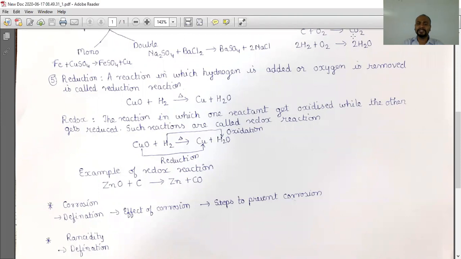So there are some steps to prevent corrosion. Let us see which are the steps to prevent corrosion. First of all, applying anti-corrosive material on the metallic surface. Second, coating of enamel paint on it. Third, making use of corrosion inhibitors on the metallic surface. Fourth, sacrificial coating. These are the 4 steps to prevent corrosion.